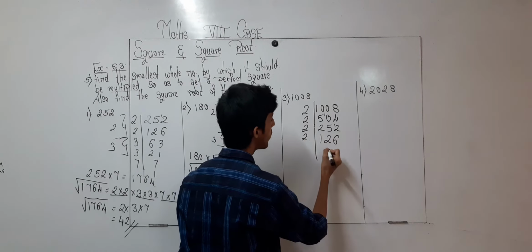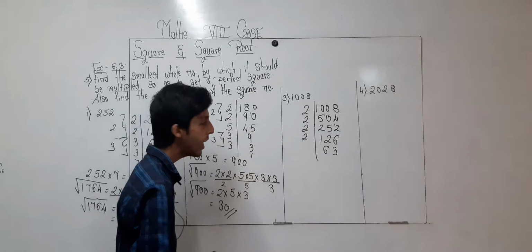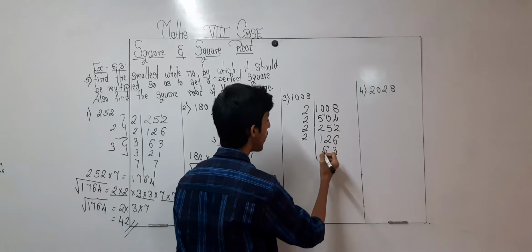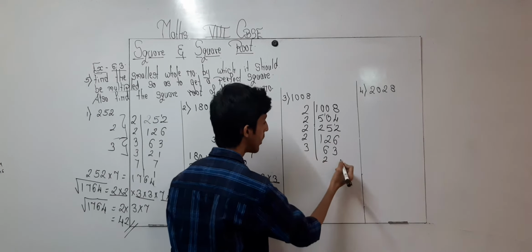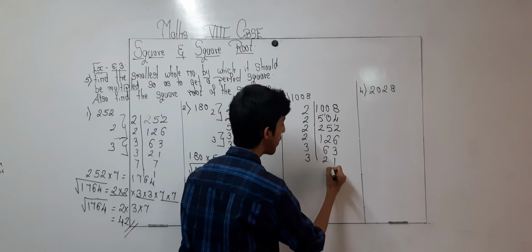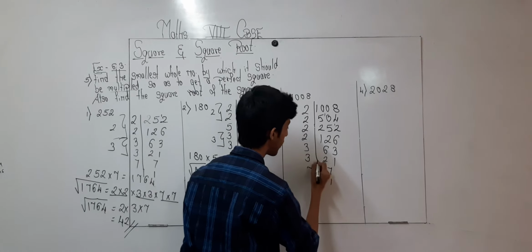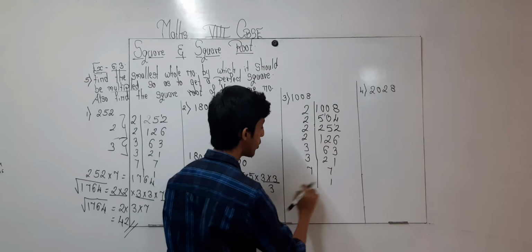2 6s are 12. 2 3s are 6. Okay. So over here again 3. 3 1s are 3. 3 7s are 21 and 7 1s are 7. Okay. Now for 1008, so what I will do?